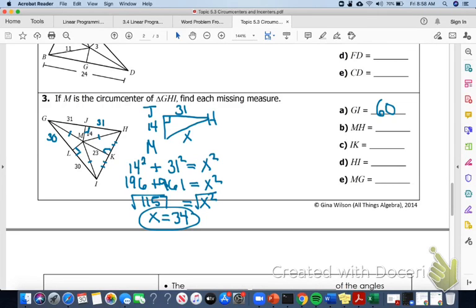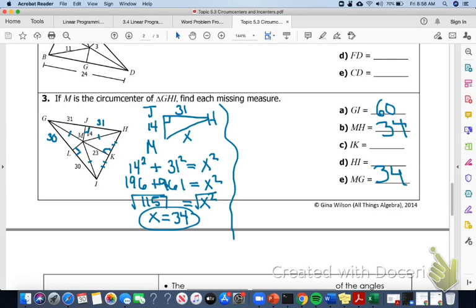Perfect square. Okay, so I know MH is 34, which now also gives me MG is 34, because they are congruent segments. Alright, it also gives me MI is 34. So now I have two triangles here where I have my hypotenuse.